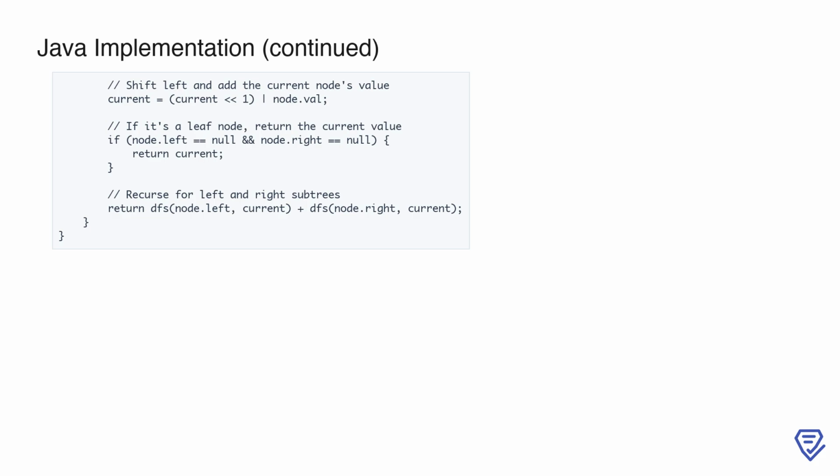If the current node is a leaf node, meaning both its left and right children are null, we return the accumulated current value, as this represents a complete binary number from root to leaf. Otherwise, we recursively call DFS for the left and right subtrees, passing the updated current value to each. The results from the left and right subtrees are added together and returned, ensuring that all root to leaf paths are considered in the final sum.